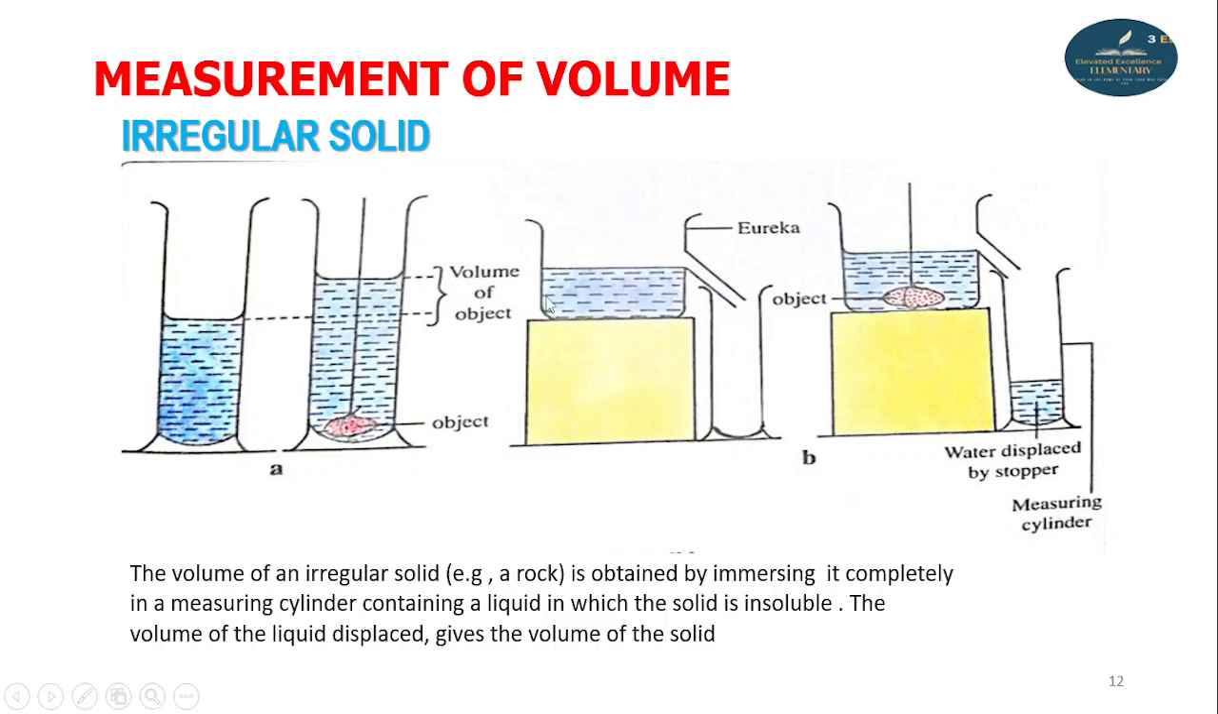Likewise here, we can use the Eureka can. This can is known as the Eureka can. After the liquid is poured here, when the object is placed in the water, it displaces a volume equal to the object's, and the liquid that is poured out passes through this funnel, through this passage here. So we can actually get the volume of the water with this cylinder here. That is it. So here is the water displaced by the stopper, and here is the measuring cylinder. That is it. Very simple.